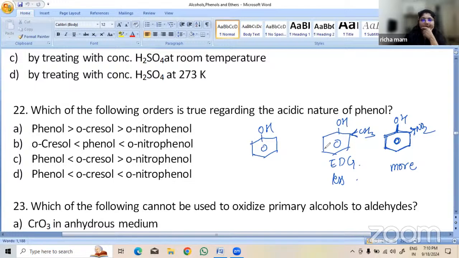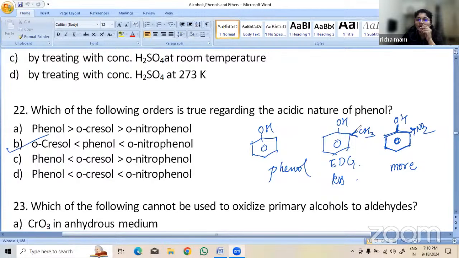So how are you going to arrange now? Orthocresol will be less than phenol and then orthonitrophenol. So option number B. Yes, option number B. So who all are telling it as option number B? Lubna and Sri Varuni. Okay, understood?